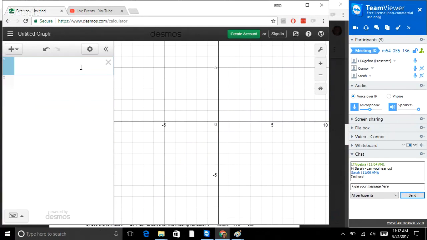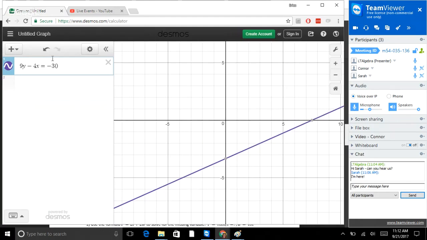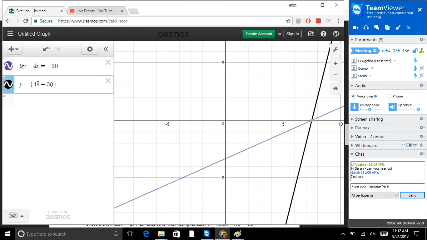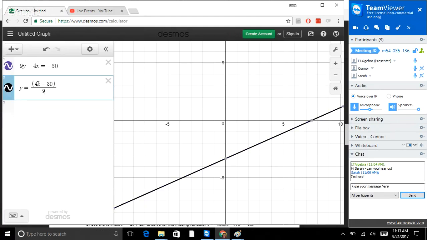So if you remember, our original equation was 9y minus 4x equals negative 30. I'm able to graph that in Desmos and see my graph. This is what I'm saying: the way this is written, you can't write that into a TI calculator. It won't let you. In a TI calculator, you have to write it in the format y equals, and then remember our formula is 4x minus 30 divided by 9.